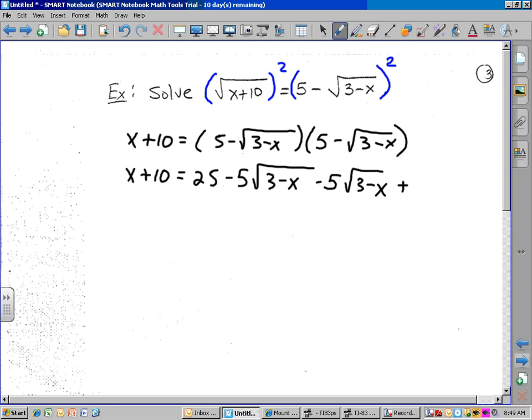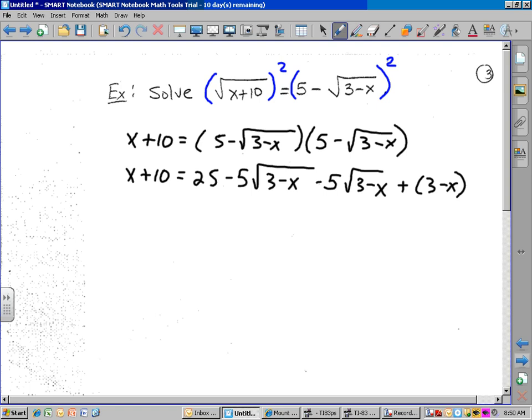We have the square root of 3 minus x times the square root of 3 minus x. Well, a square root of something times the square root of that same thing will give you whatever is underneath the radical. If I said the square root of 5 times the square root of 5, you would get 5. So the square root of 3 minus x times the square root of 3 minus x would give you 3 minus x.